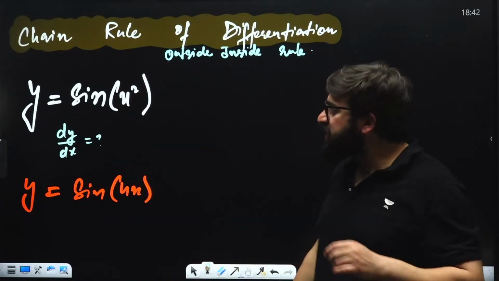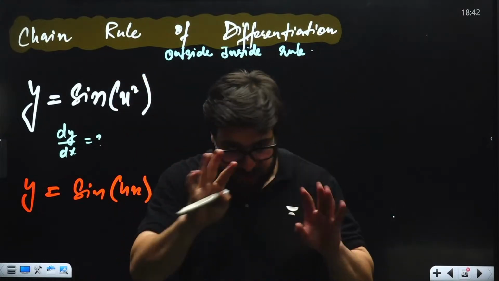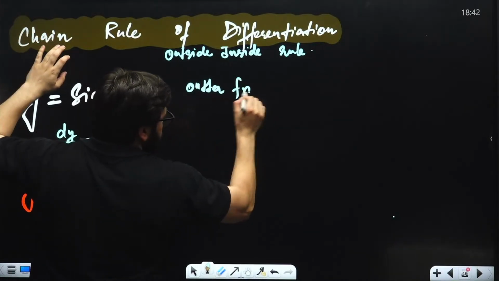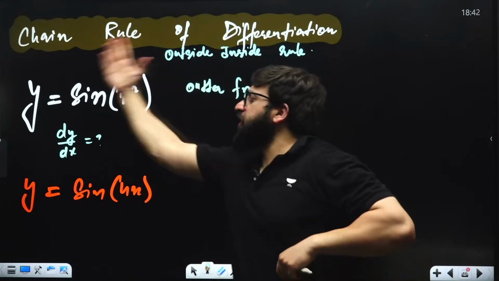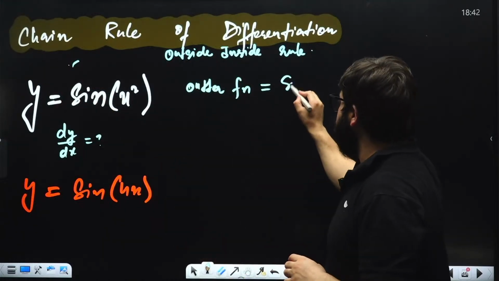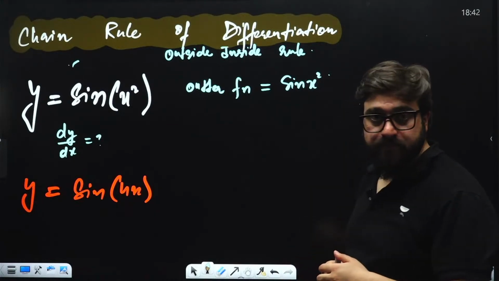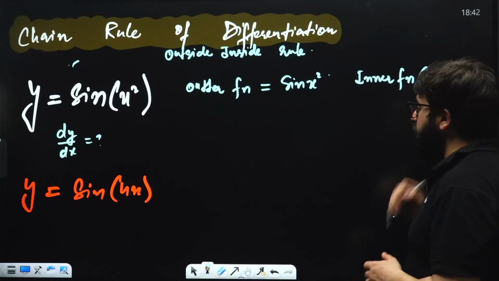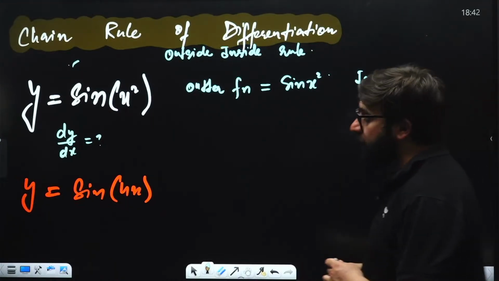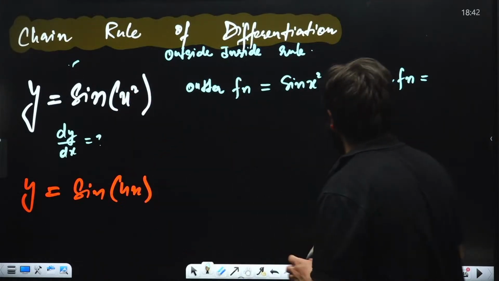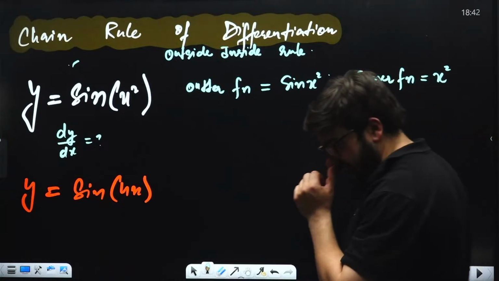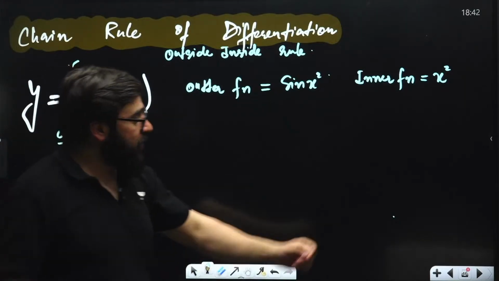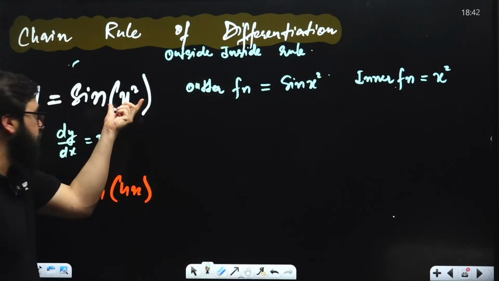First, in this case, you have to find what is the outer function. The outer function is the whole one over here, that is sine of x square. And the inner function in this case will be simply whatever is in the bracket, and that is x square. Outer function is sine of x square. Inner function is x square, whatever is in the bracket.